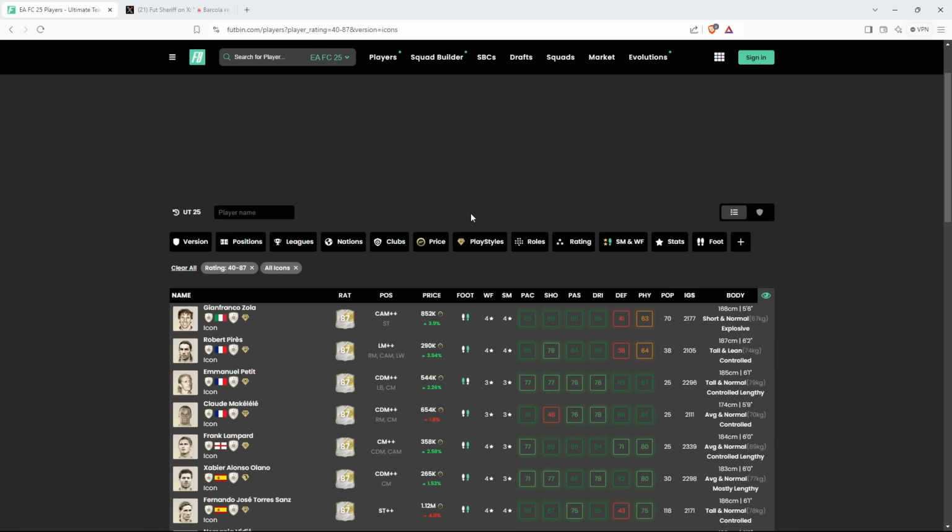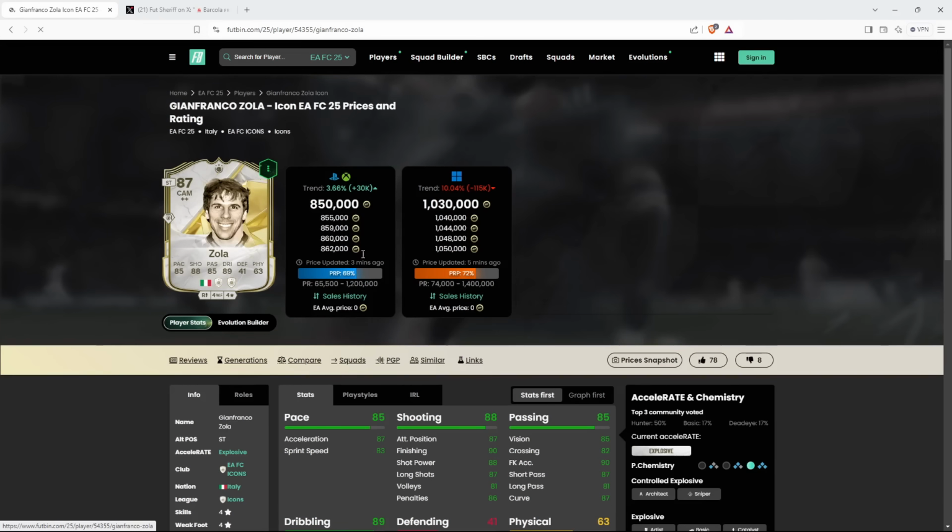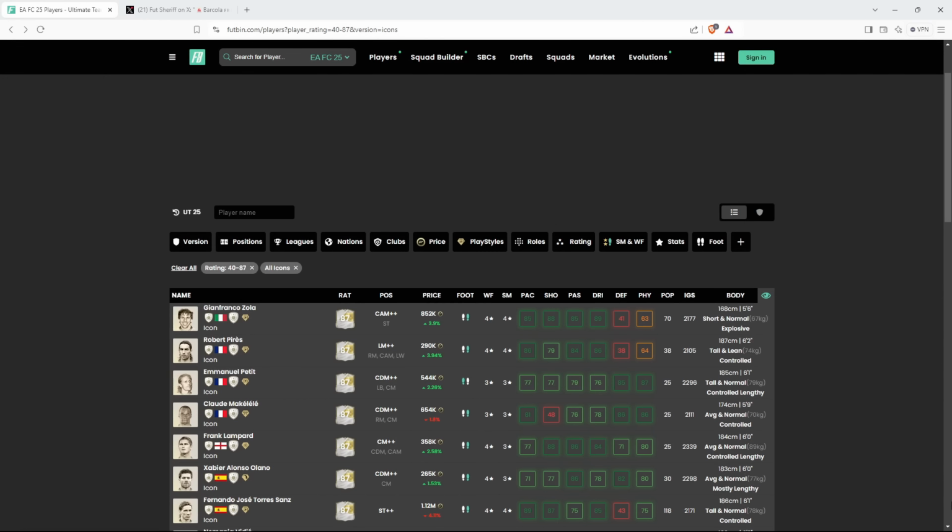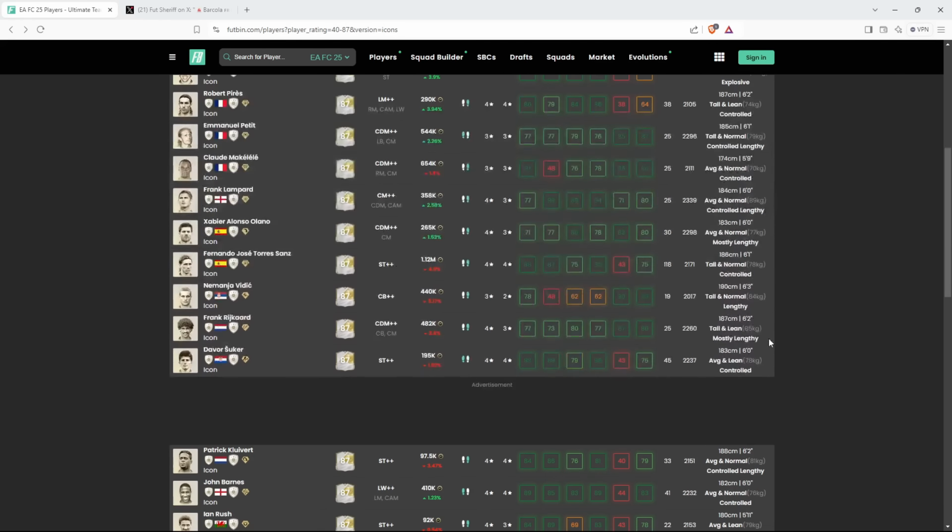Now, the next thing I do want to talk about is trading with icons. Tomorrow, if we do see the icon SBC, you're going to see a lot of panic after content. People are going to panic if they have icons in their teams. For example, if someone has a Zola in their team and they have no clue about the icon SBC, they check content, they see the icon SBC, they are quickly going to panic sell the Zola. And I do expect icons to drop a little bit as people panic sell with the icon being released.